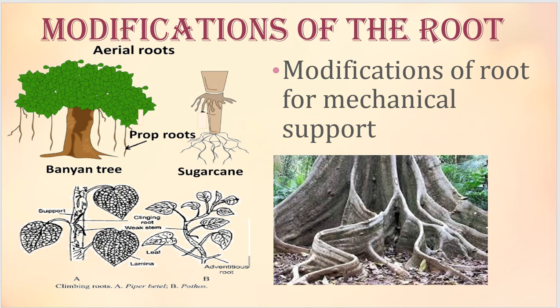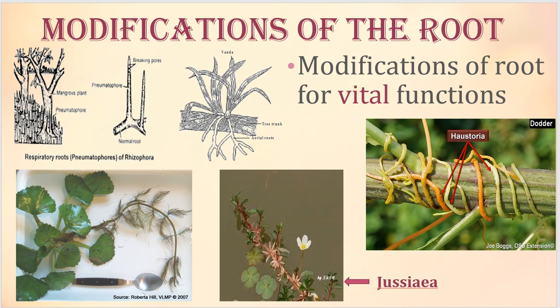And the next modification of root is about its vital function. Some of the plants want to do some special function with the help of modified root. In that, the first is respiratory roots. You can find respiratory roots generally in plants which grow in swampy regions. Some aquatic plants possess respiratory roots, and also the respiratory roots of mangroves are very common. Let me give you both examples here.